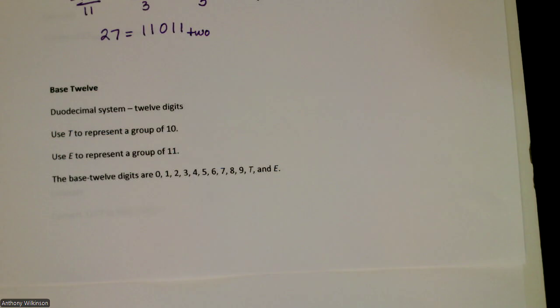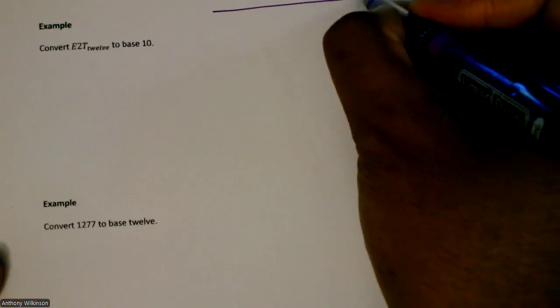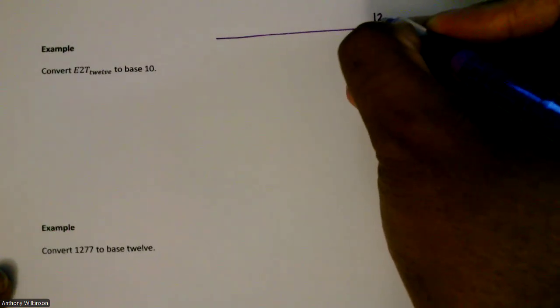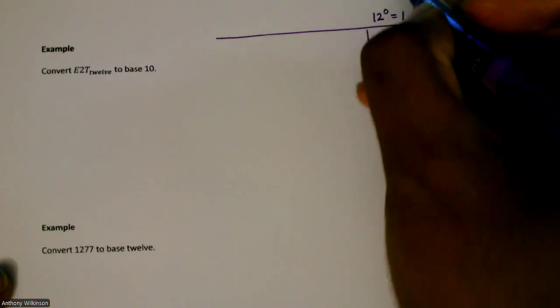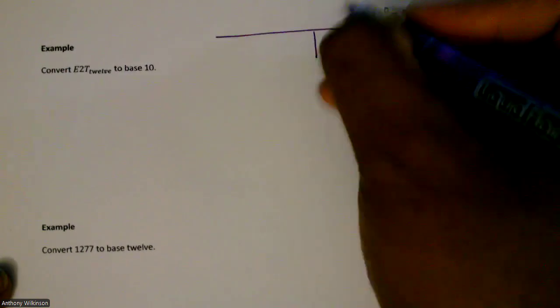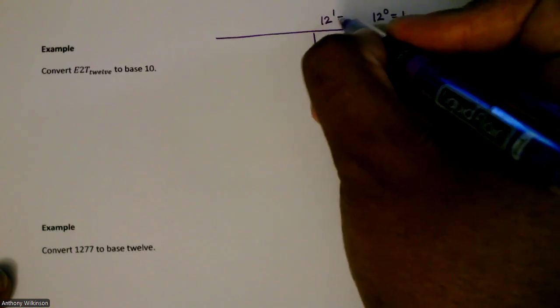So now let's look at some examples that deal with base 12. Let's convert E2T base 12 to base 10. And if this helps, I'm going to go ahead and write down the place value for that. Since we're dealing with base 12, 12 to the 0, of course, will be 1. And then next will be 12 to the 1.